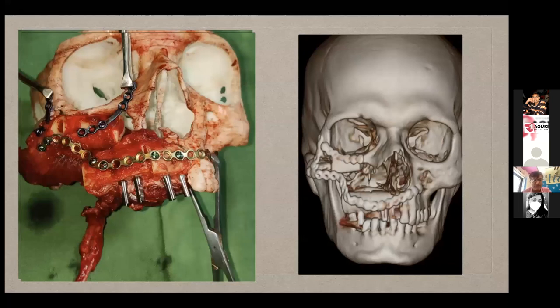We'll confirm the position of the maxilla and the zygomatic bone over the model which is being made. Once we confirm that everything is in the right place, we'll do the fixation and do the anastomosis.